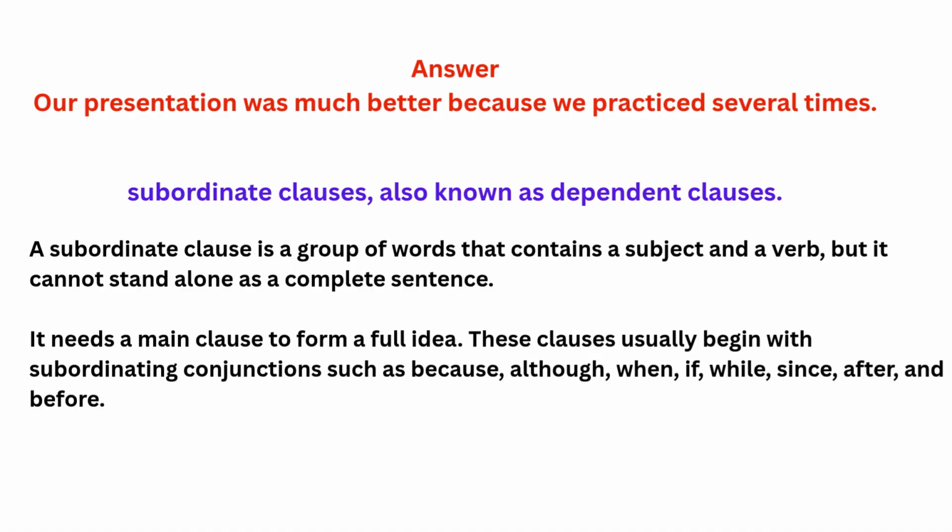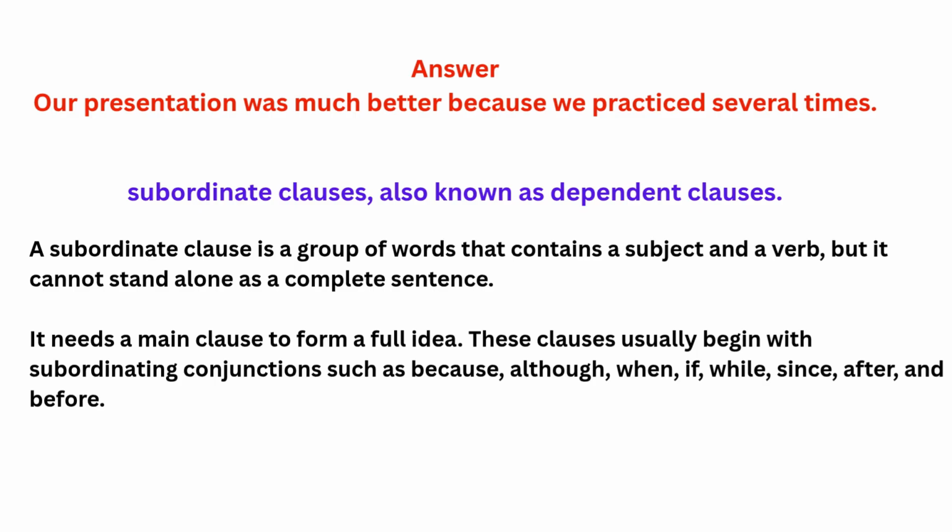We're going to talk about subordinate clauses, also known as dependent clauses. A subordinate clause is a group of words that contains a subject and a verb, but it cannot stand alone as a complete sentence. It needs a main clause to form a full idea. These clauses usually begin with subordinating conjunctions, such as because, although, when, if, while, since, after, and before.